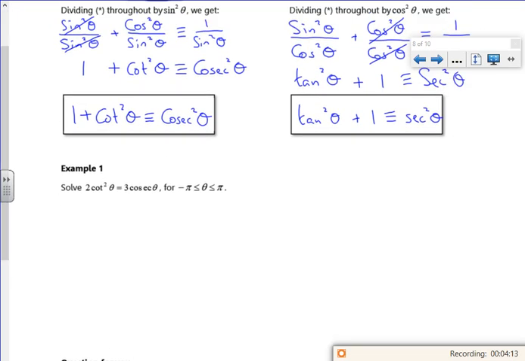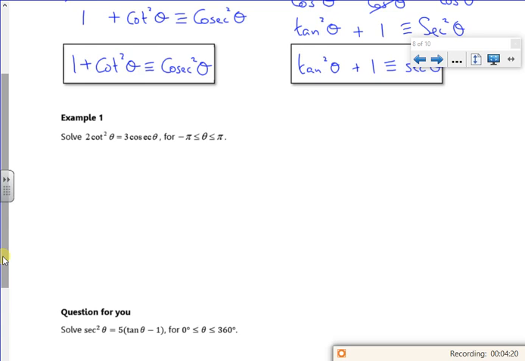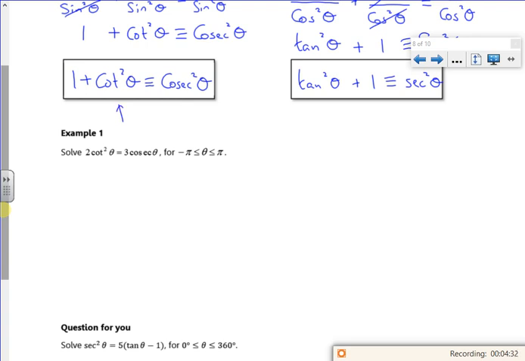Right, so these extra two identities we use a lot. So let's have a look here. Example one says solve 2 cot squared theta is 3 cosec theta. So if you look, cot squared and cosec squared. Now remember the ones we had last year where we had something like sine theta plus 3 cos squared theta is 2. And I always said to you, no matter what you're doing, always change the one that's got the power on it. And I change that into 1 minus sine squared theta. So this is exactly the same, but I'm using these two different identities instead. But it's always the one with a power on it that you change.